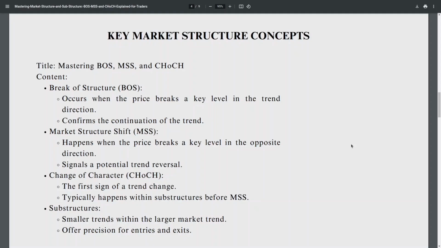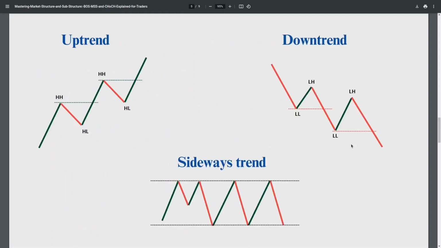A change of character, some people call it a market structure shift, but on the other hand, it is the first sign of a change in direction of the trend. It mainly occurs in a mini trend when the price is trying to change direction. So typically it occurs before market structure shifts, and it occurs on substructures anyway.